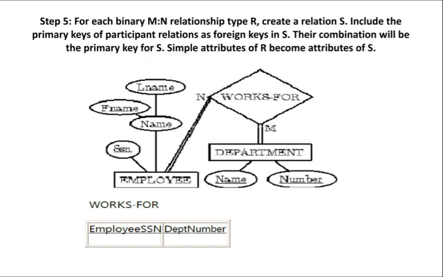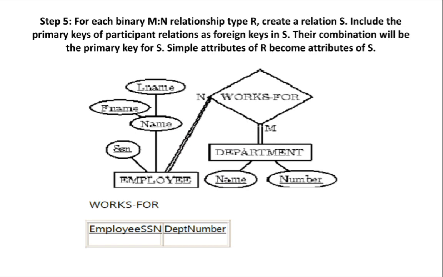See, here for the works for, primary key from the department, that is department number, primary key from the employee, that is SSN. The combination of the primary key will be included. See, what I did here, I did the same thing. The combination of the primary key is used. In the works for relationship, I included the primary key of the department, I included the primary key of the employee. Single primary key. It contains both the primary keys as a single primary key combination.